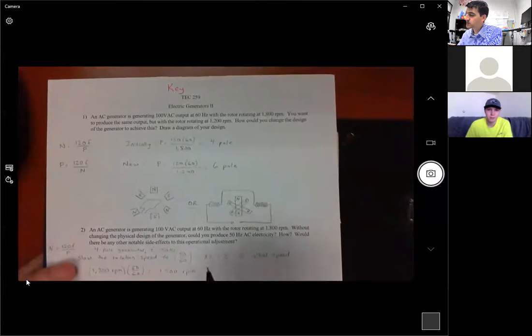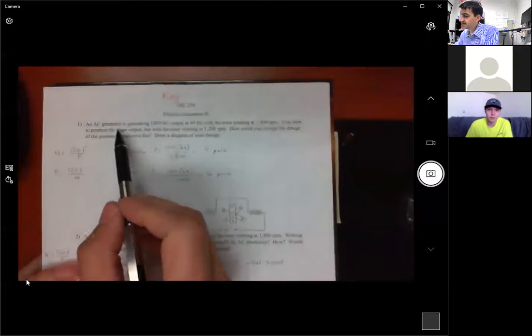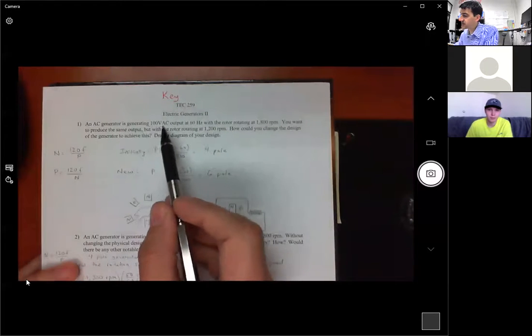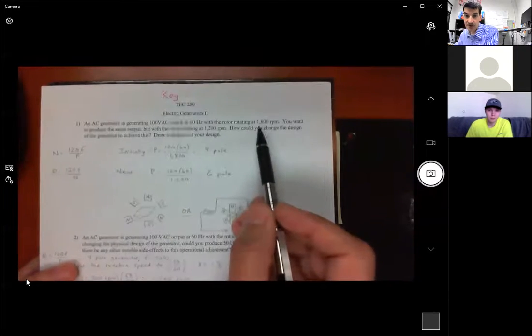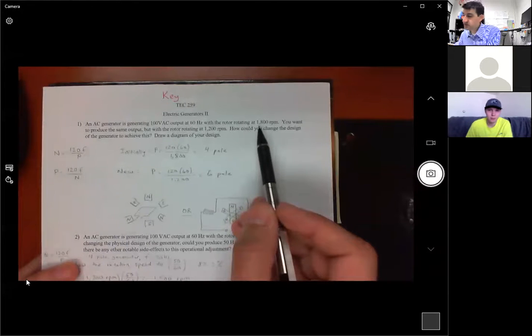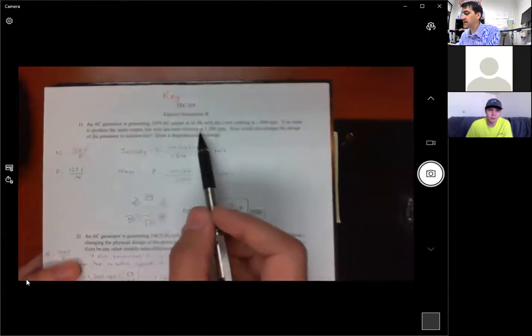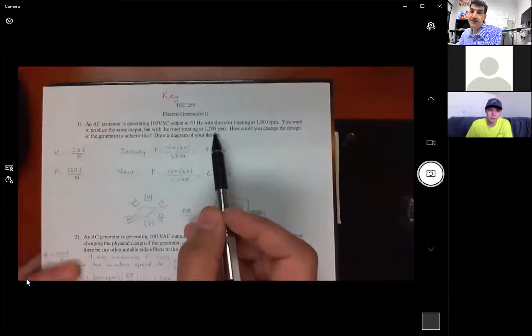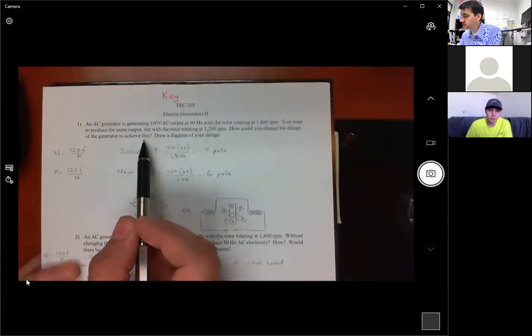All right, so this was problem set number 15. And the first one says we've got an AC generator. It's producing 100 volts AC at 60 hertz, and the rotor is rotating at 1800 RPM. You want to produce the same output, but with the rotor rotating at only 1200 RPM. How could you change the design of the generator to achieve this?